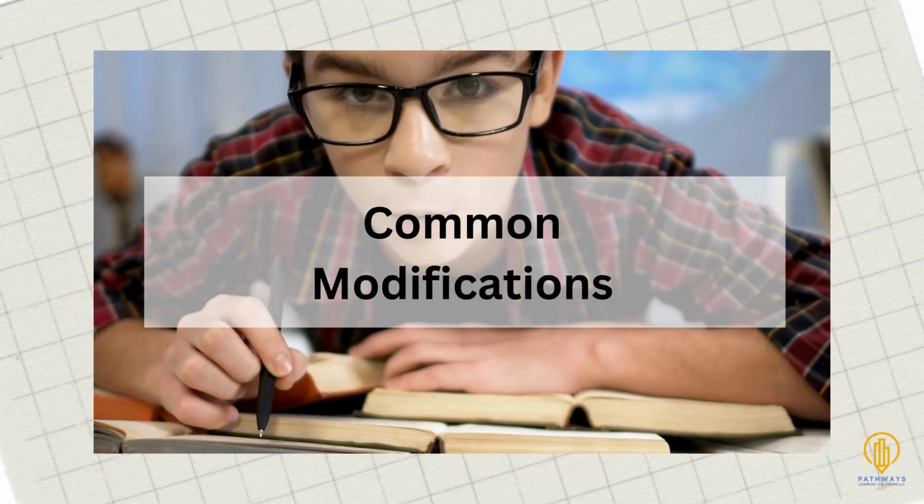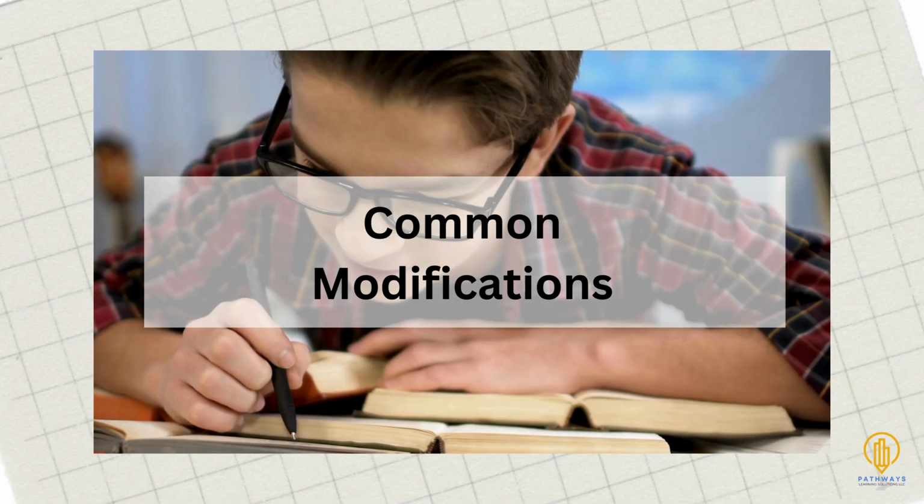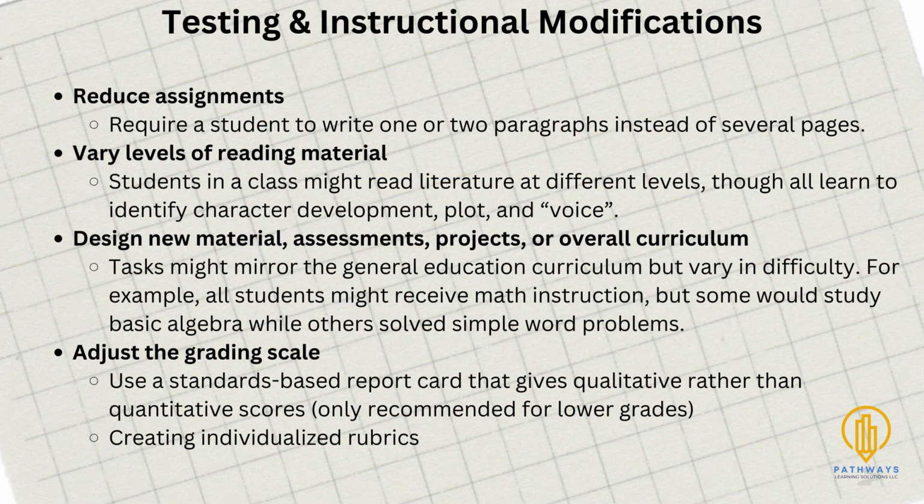Allow me to share some common testing and instructional modifications. The first would be to reduce assignments in length. You can require a student to write 1 or 2 paragraphs instead of several pages for an essay. Another would be to carry different levels of reading material in your literature classes. So students in a class might read literature at different levels. They'll all learn to identify character development, plot, and voice.